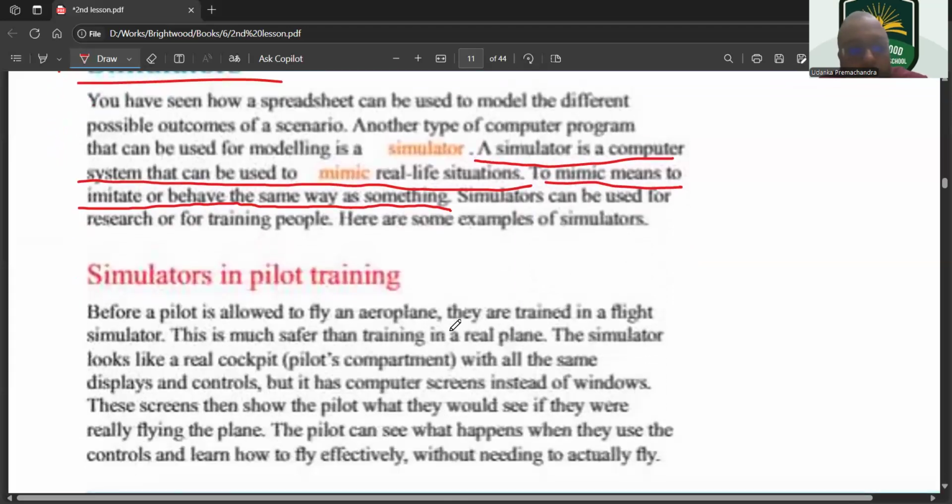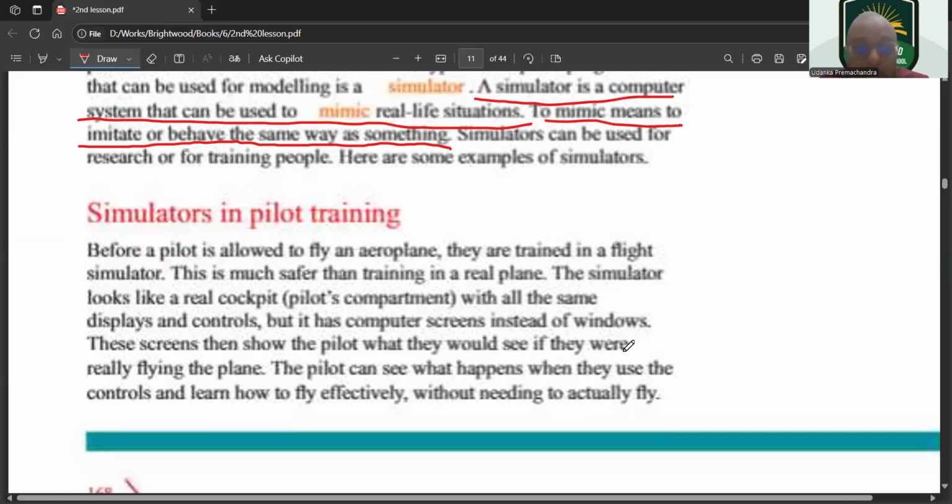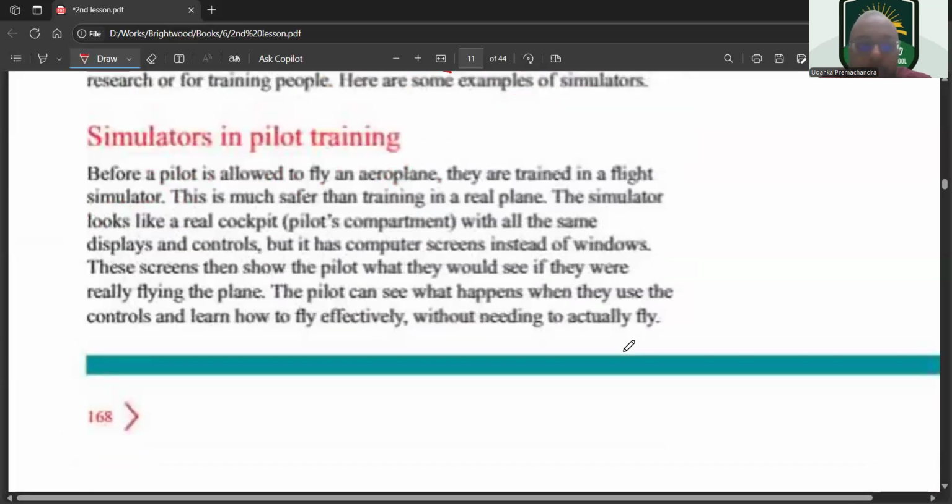Okay, so simulators in pilot training. Before a pilot is allowed to fly an aeroplane, they are trained on a flight simulator. A simulator training session is much safer than training in a real plane. First of all, they create a system like a prototype. The simulator looks like the real cockpit, the pilot compartment, with the same displays and controls. It's like the real life dashboard, and they adjust to that simulator.